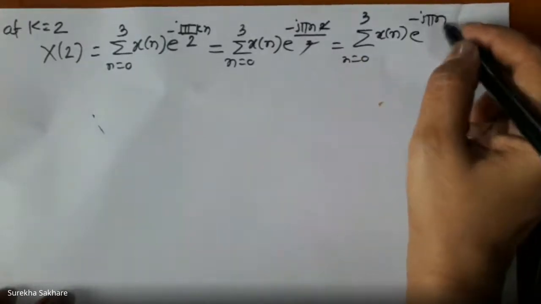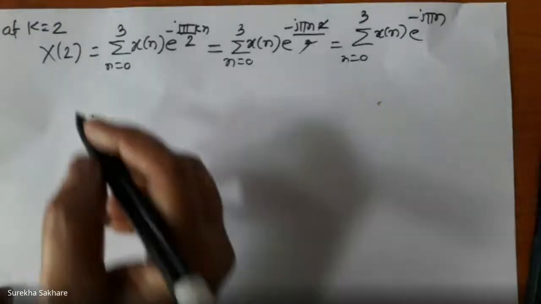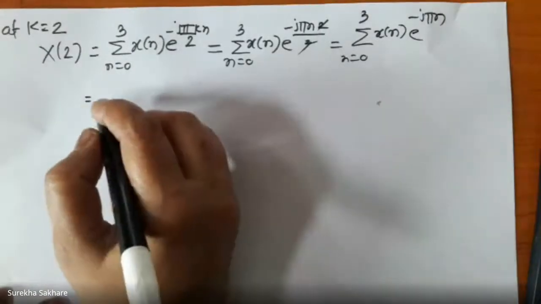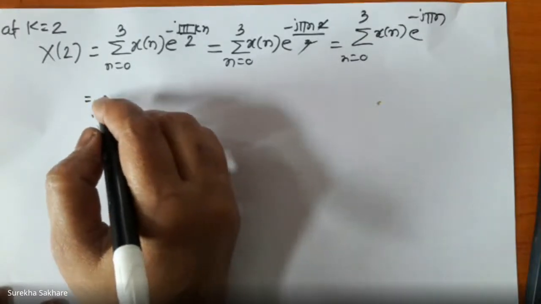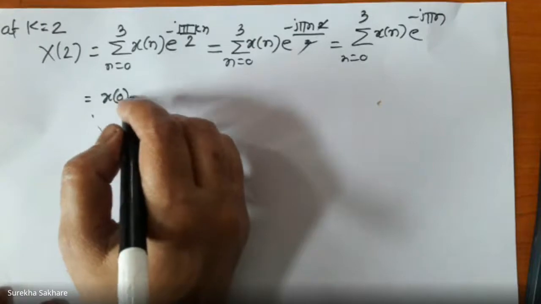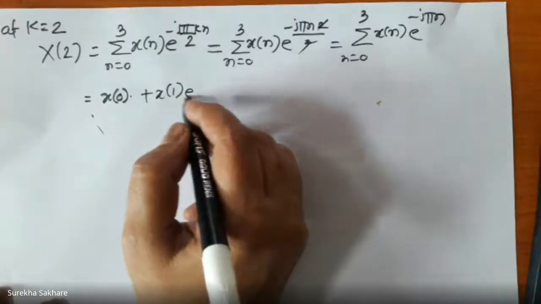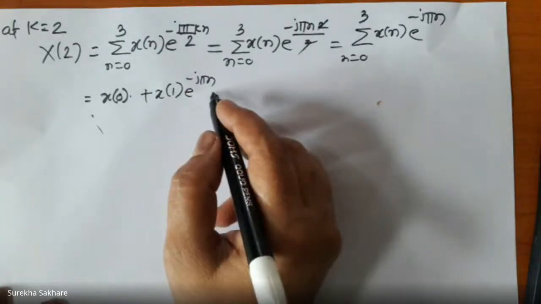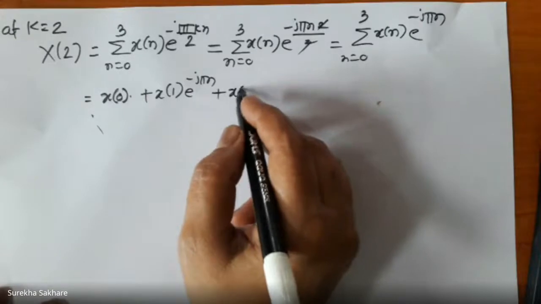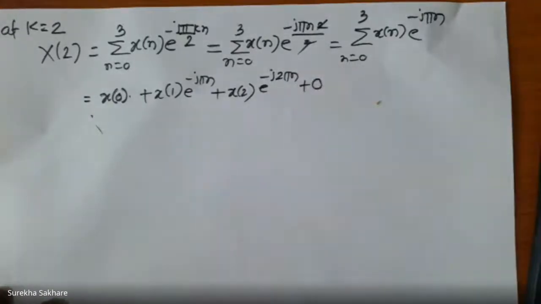Okay. Now we are free to expand this. So this becomes x of n: for the first value, that is 0, e raised to 0 will be 0. The first value n is 1, e raised to minus j pi n. Then the second value, e raised to minus j 2 pi n. The third value is 0.